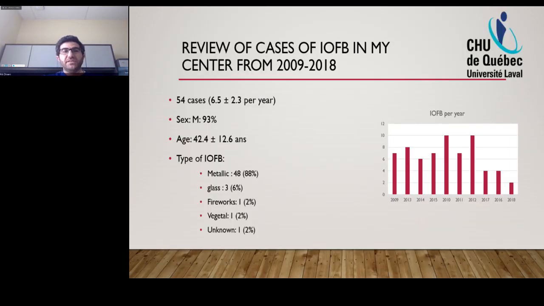I have done recently a review of cases of intraocular foreign body in my center. From 2009 till 2018, we have a total of 54 intraocular foreign bodies. The foreign body was mainly of metallic nature, about 90%, but sometimes we have vegetables, sometimes we have firework particles. Mean age of patients was 42 years old, and 90% were male.